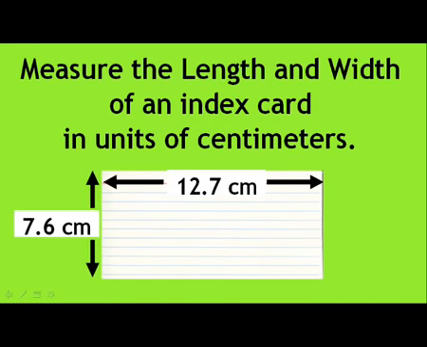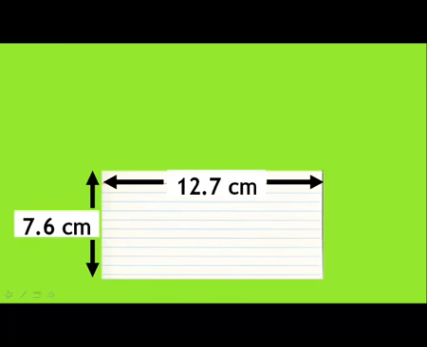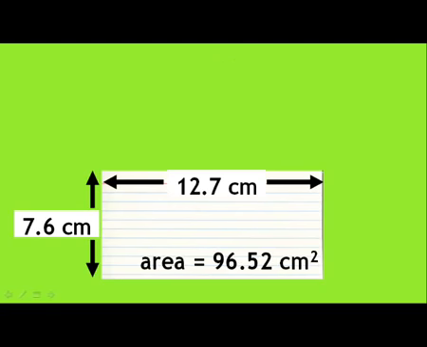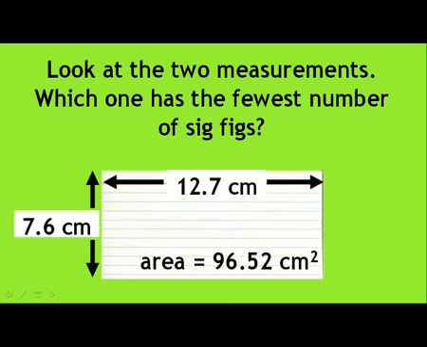Alright, in this example we have an index card that is measured for its length and its width. 7.6 centimeters and 12.7 centimeters. We're going to calculate the area by multiplying length times width. So 7.6 times 12.7 is equal to 96.52 square centimeters.